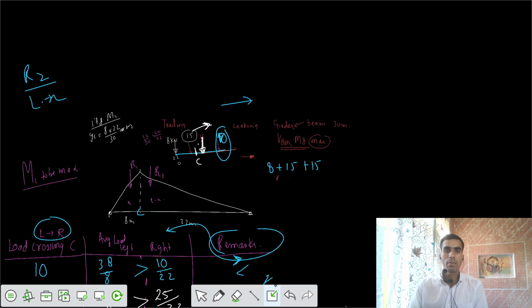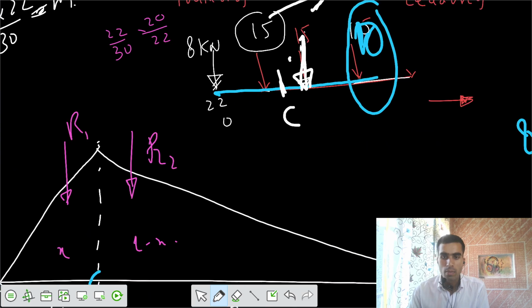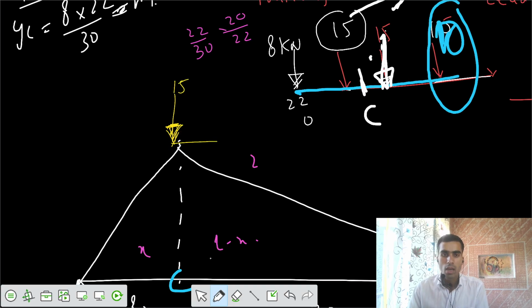So if this was your diagram, let's remove R1, R2. I would place only the actual loads now. Place the load that was your second 15 kilonewton. One of the 15 kilonewton loads has already crossed section C, and there is one more load of 10. And from this side, there is only one load of 8 kilonewton.